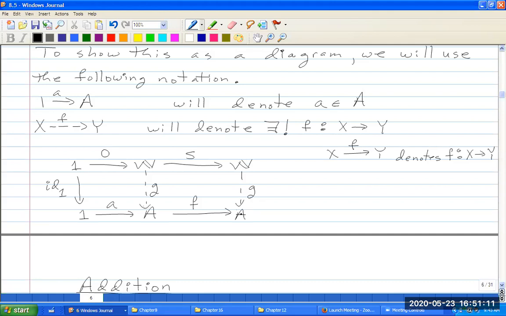So this says, well, for every little a in A, and for every F mapping from the set A to A, there exists a unique function G from the whole numbers to A, such that this diagram commutes, meaning that going in this direction is the same as going in this direction. That G composed with S is the same as F composed with G, which is the statement here.